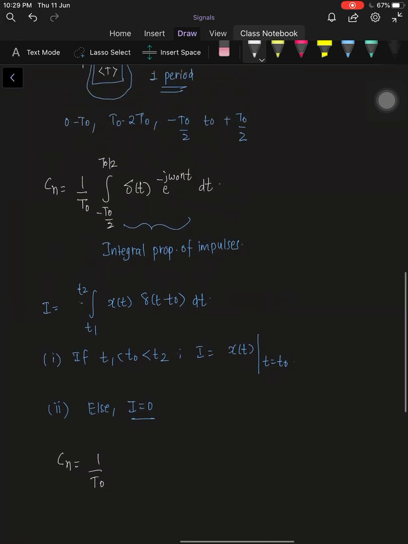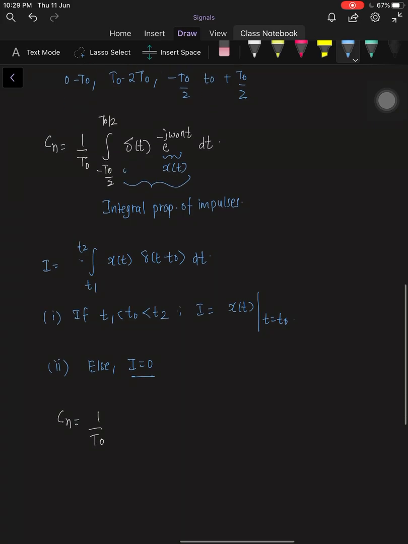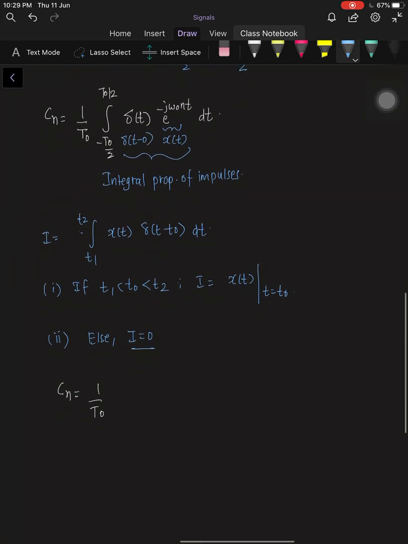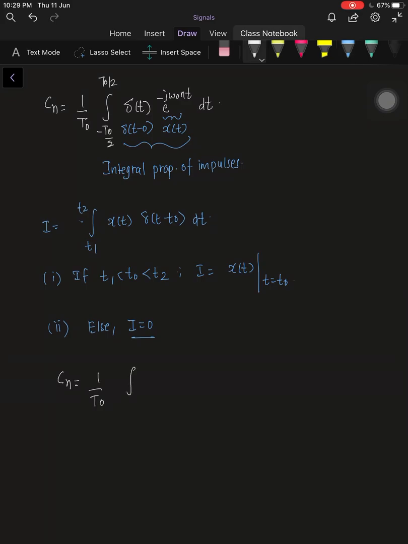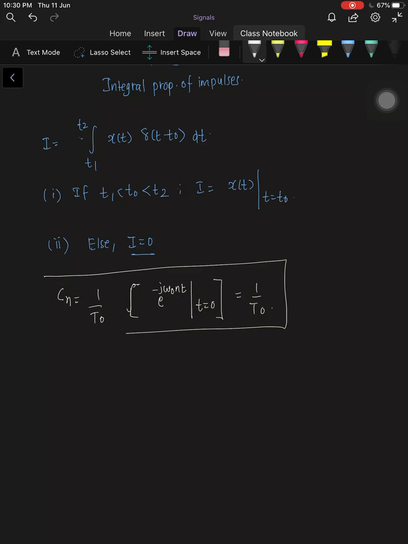So if we use this formula, then Cn turns out to be 1 by t naught. Now for the time being, let us consider this as some general function x of t. This will be x of t delta of t minus 0. So our integration is now e power minus j omega naught nt at t equals 0, which turns out to be 1 by t naught. So if we substitute this in our S of t function, S of t is the sum from n equals minus infinity to infinity of 1 by t naught e power j omega naught nt.